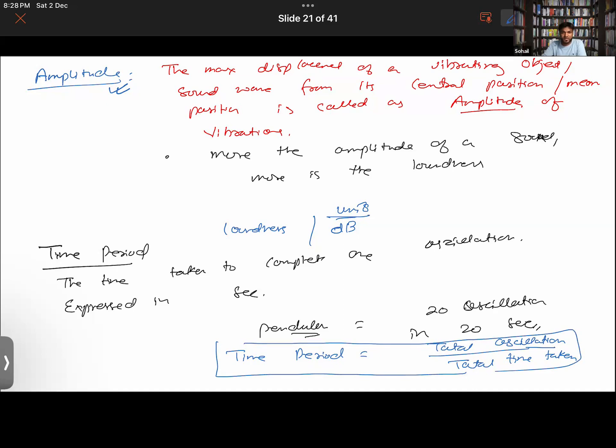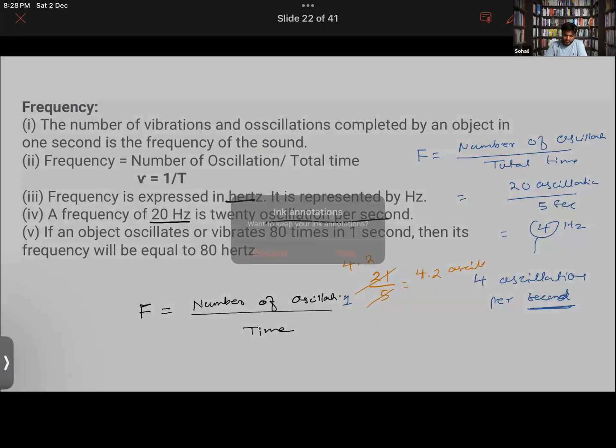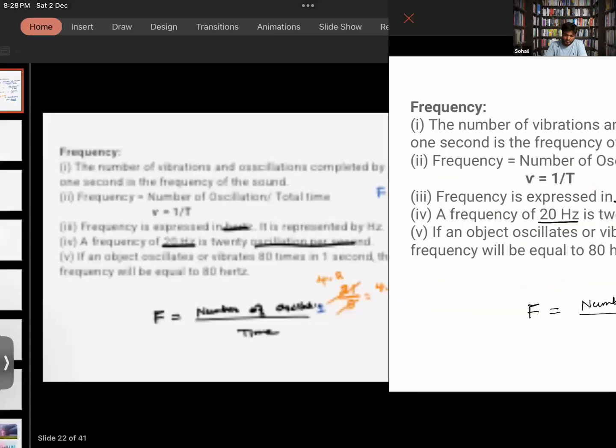Is anyone having any issue? Please do let me know. Okay. So what is the formula for calculation of time period, Moaz? What is the formula required to calculate time period of a pendulum? Sir, time period means time taken for one oscillation. Okay.